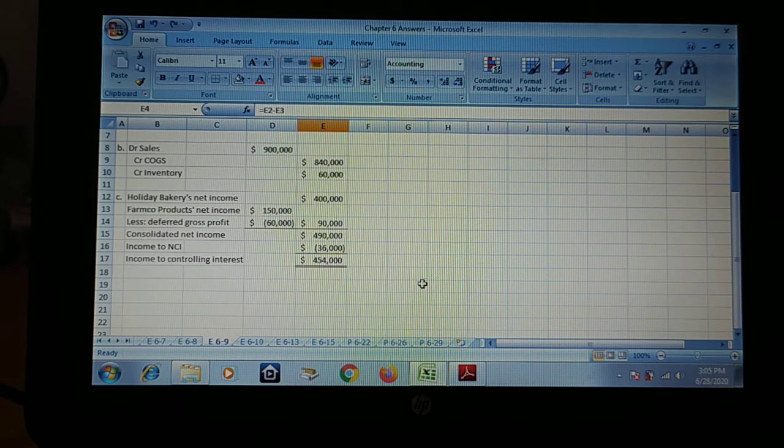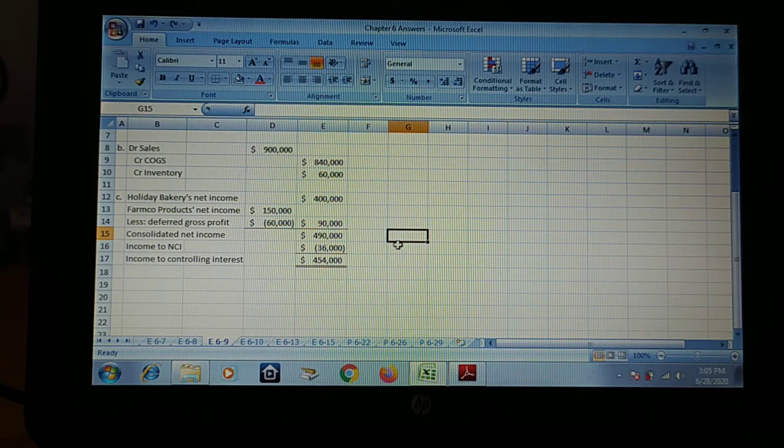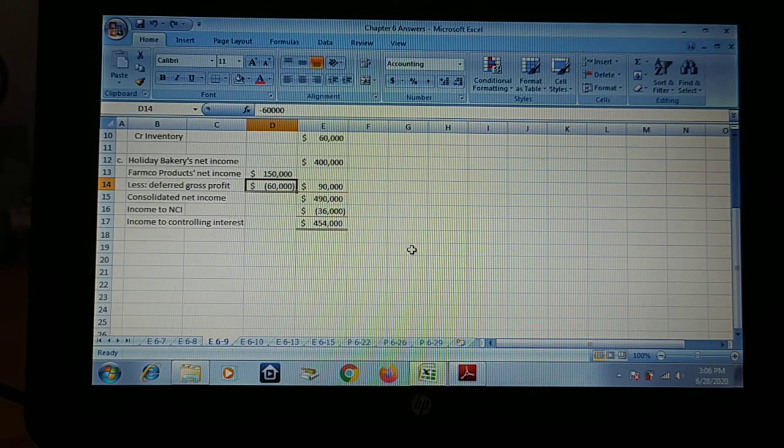And then C, we are asked to calculate the consolidated net income and the income to non-controlling interest. Holiday Bakery's net income is $400,000. For consolidated net income, it is the sum of both companies' net income. Farmco's will be 150. Remember that we have deferred gross profit that must be subtracted from the consolidated net income because it has not been realized yet. So 150 minus 60,000 becomes 90,000, and the consolidated net income will be 490,000.